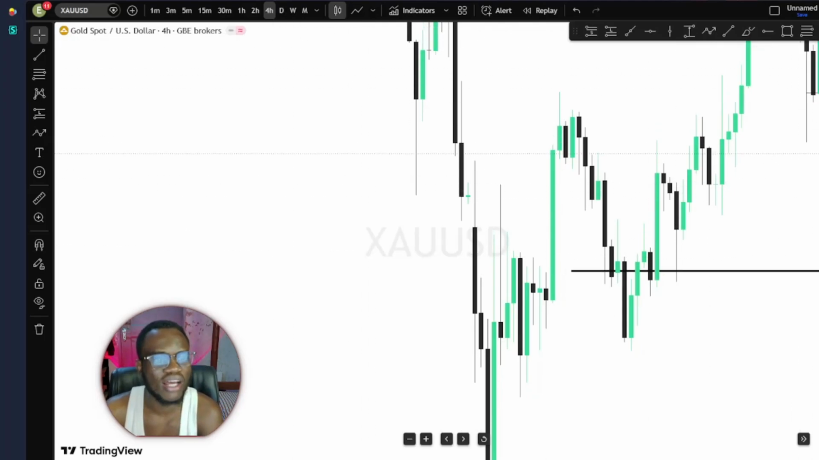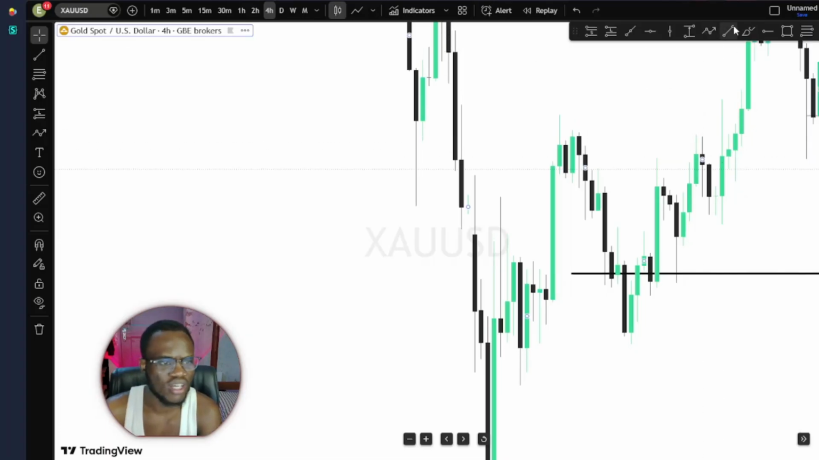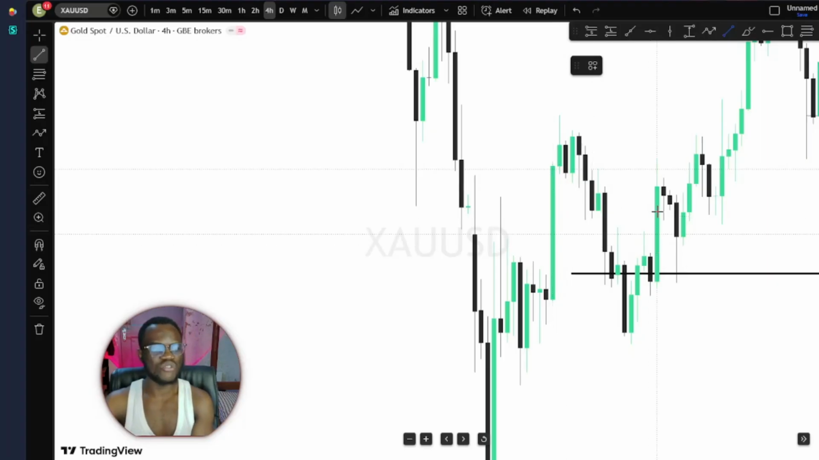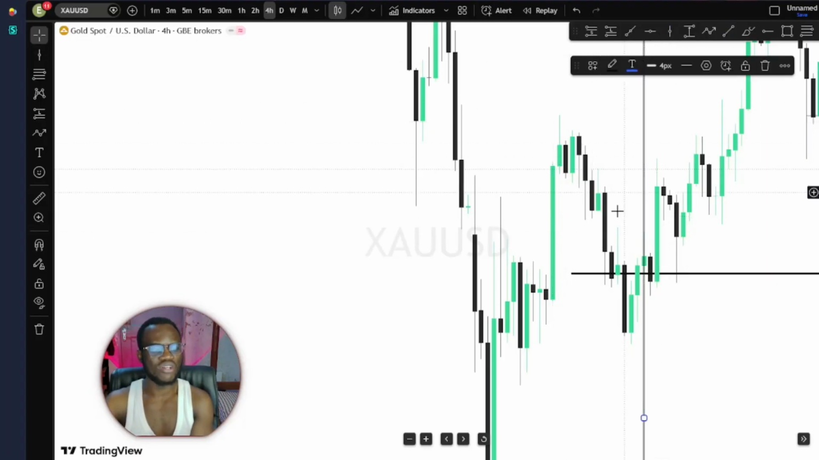These zones are higher probability zones. When we go on the 4-hour, what do we see here? So for instance, we have come to the market, we are around here.